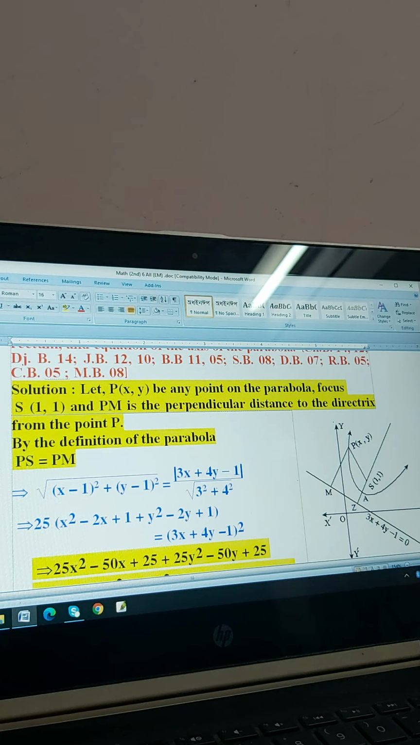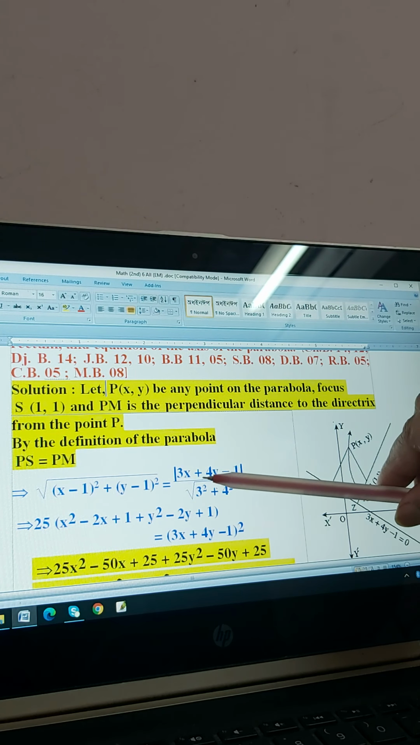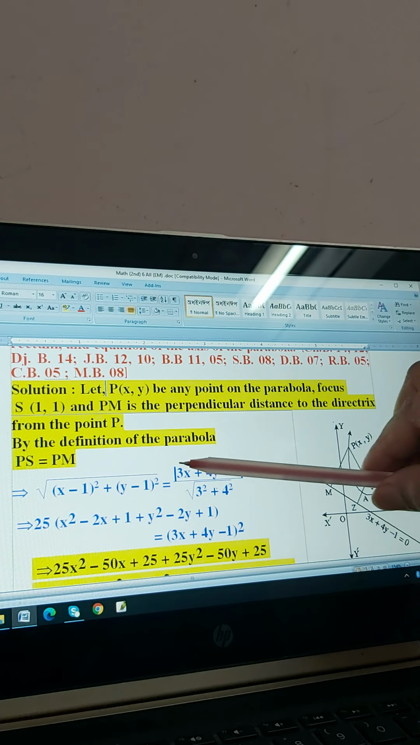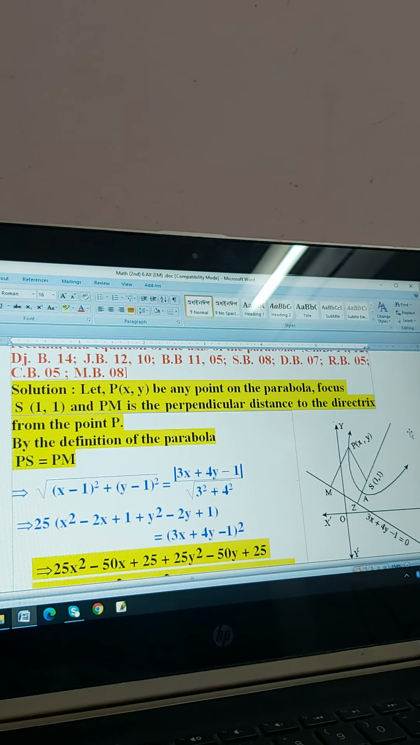plus (y minus 1) whole square, equal to the perpendicular distance. Straight line 3.7 we have already discussed. What is the perpendicular distance from the point P(x, y) to the directrix 3x plus 4y minus 1 equal to 0? It is the modulus of 3x plus 4y minus 1 divided by the square root of 3 square plus 4 square, where 3 is the coefficient of x and 4 is the coefficient of y.